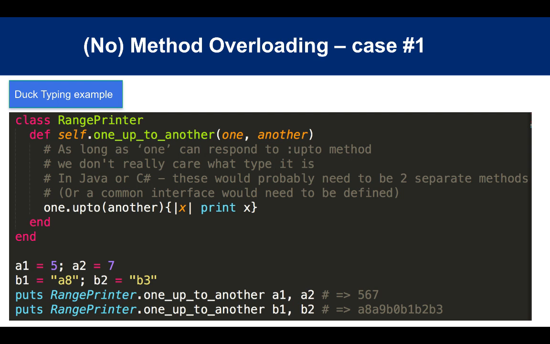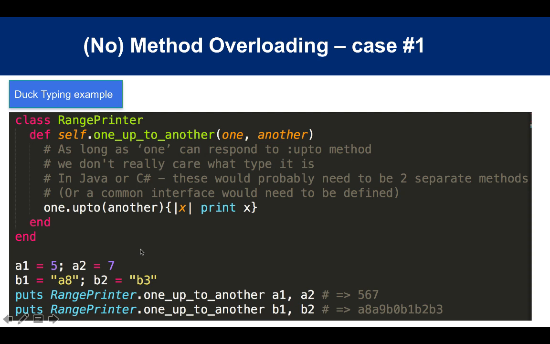So let's see an example of duck typing. Let's say you have a class called RangePrinter. It's basically a class whose responsibility is to print the range between two things. It has one method, print_range, that takes one and another, and it prints the range between the one and the other. But what class are one and the other? It turns out you don't really care. As long as one supports a method called up_to, it doesn't matter what the actual class of one and another is.